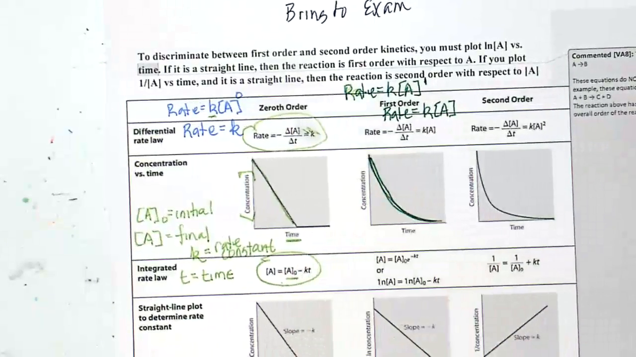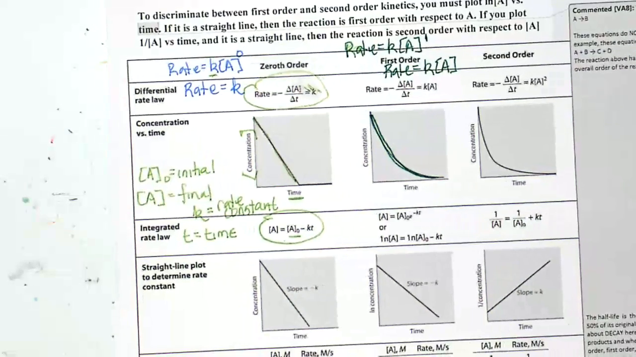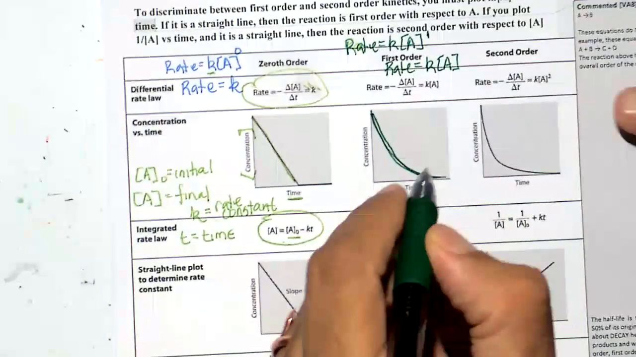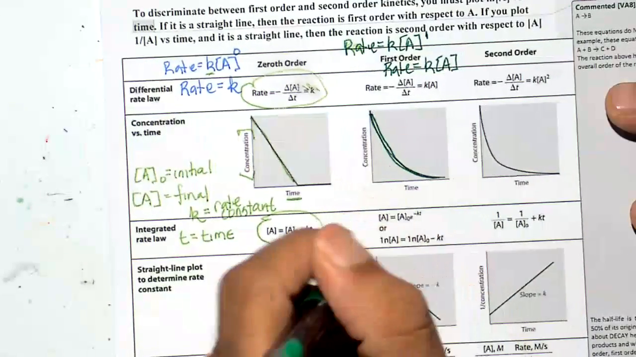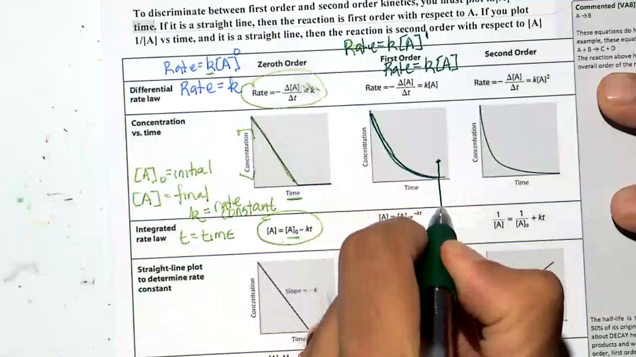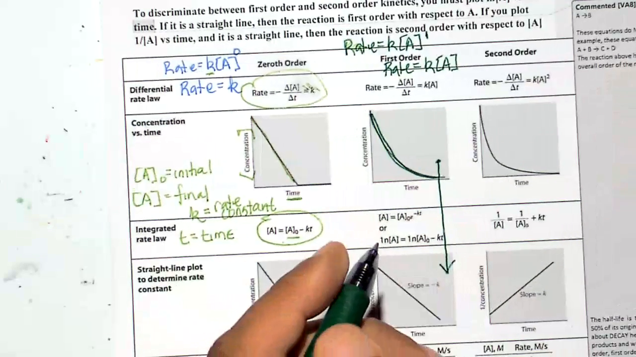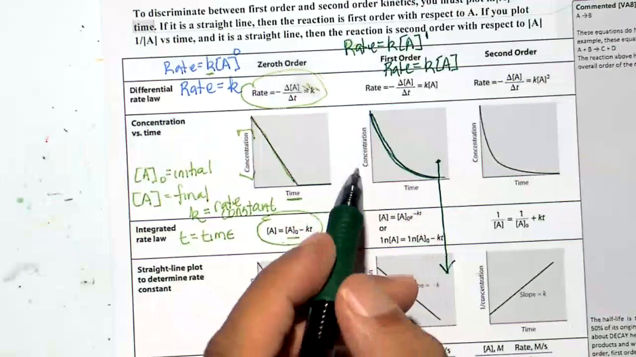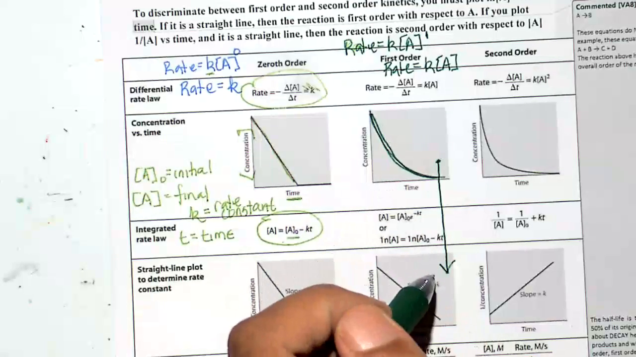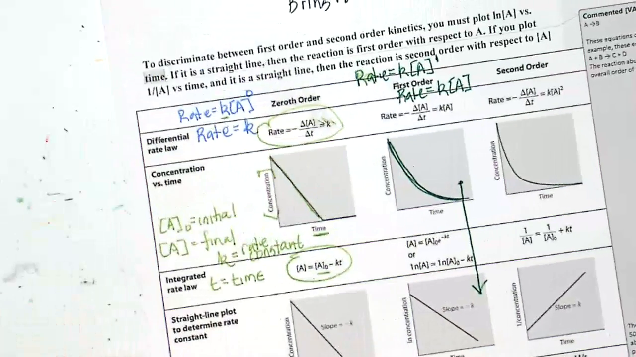And this is really a hard graph to mathematically analyze. So what we do is we do a transformation. This is called a linear transform. Are there anybody here who's a math major? So we do a linear transform of concentration over time.